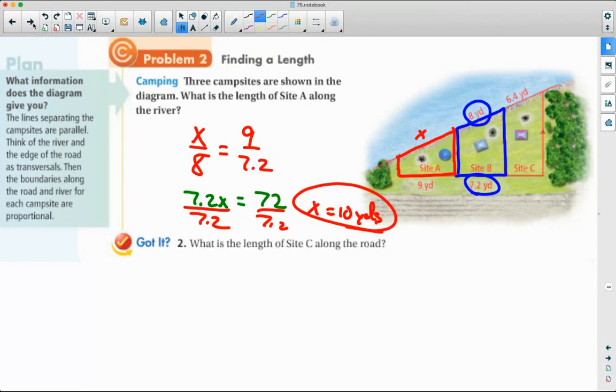Okay? All right, go ahead and pause the video and do number 2. Find the missing piece on site C, which is this side right here. We'll call that Y. So pause it and go ahead and solve for Y.